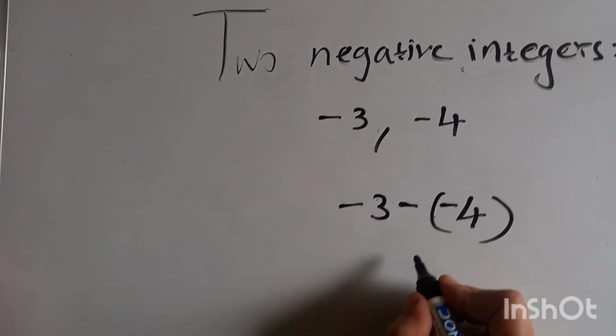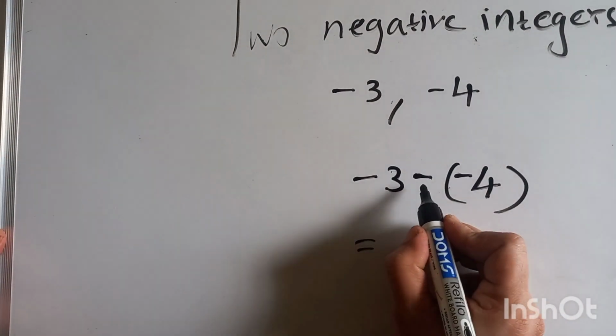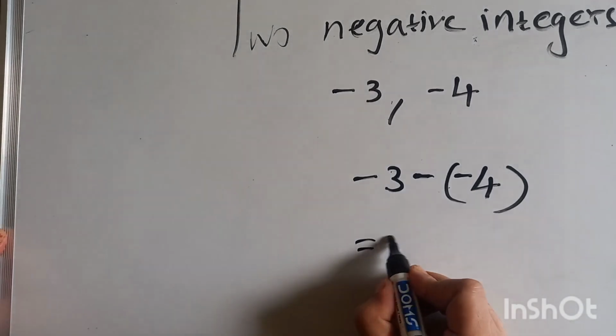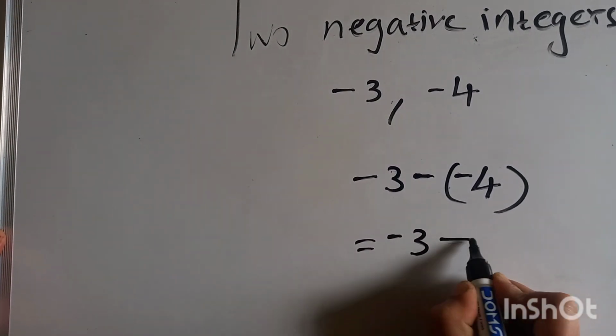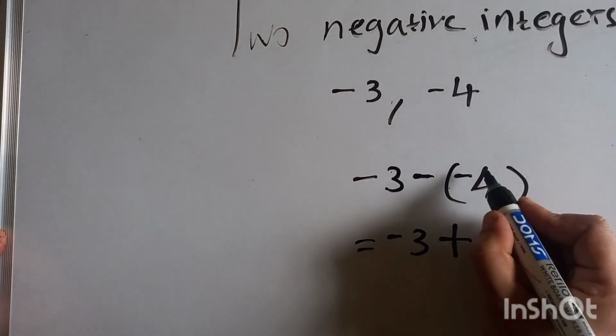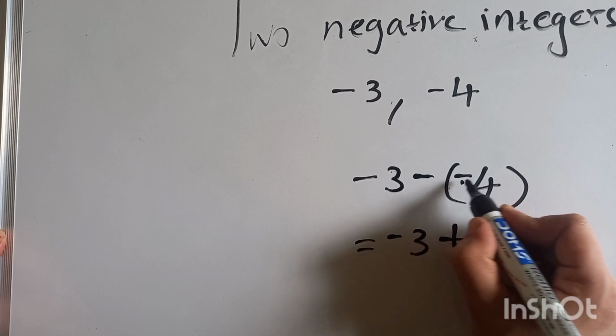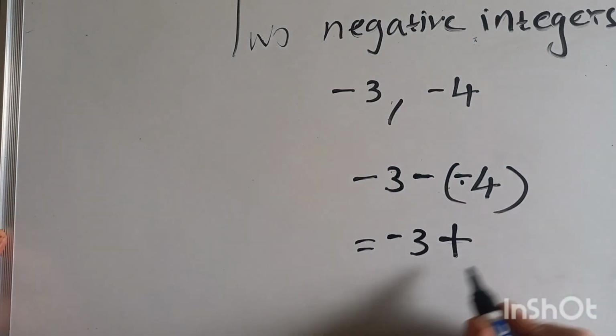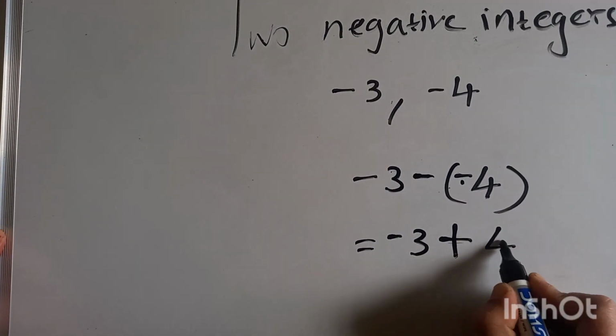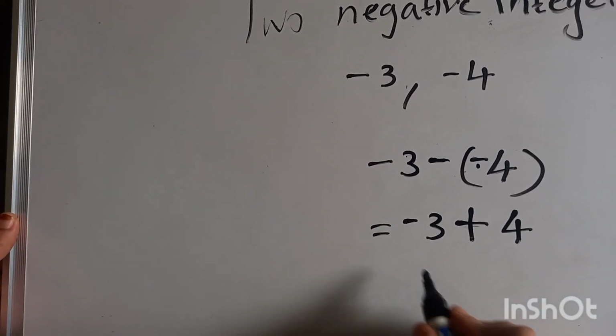So here also we can do the same thing. We can convert the subtraction to addition. So negative 3, instead of subtraction, I am going to do addition, and you have to reverse the sign of the second number. Here the second number is negative 4, so I am going to change it into positive 4. Now we got this as addition.